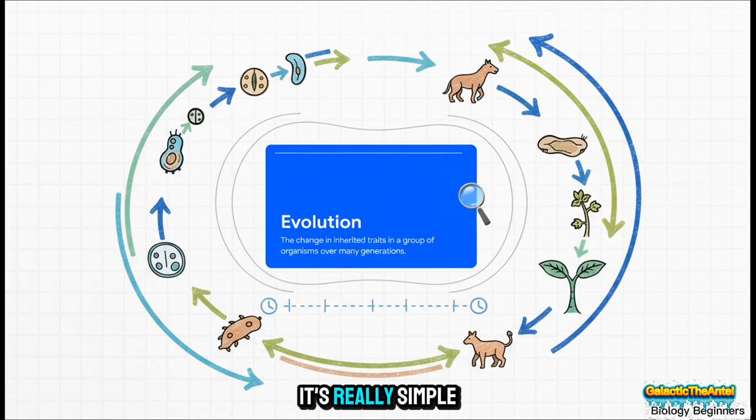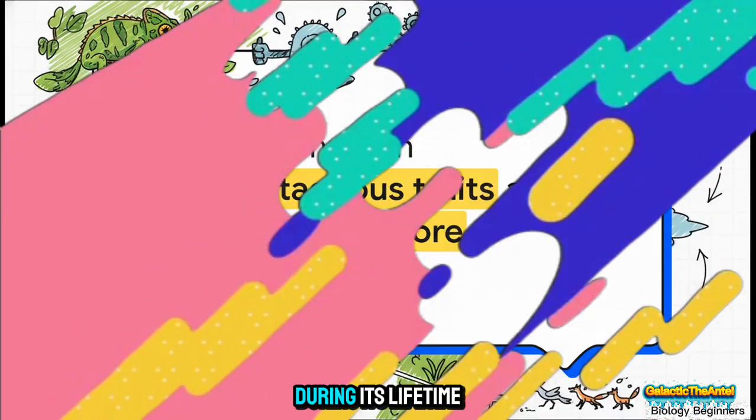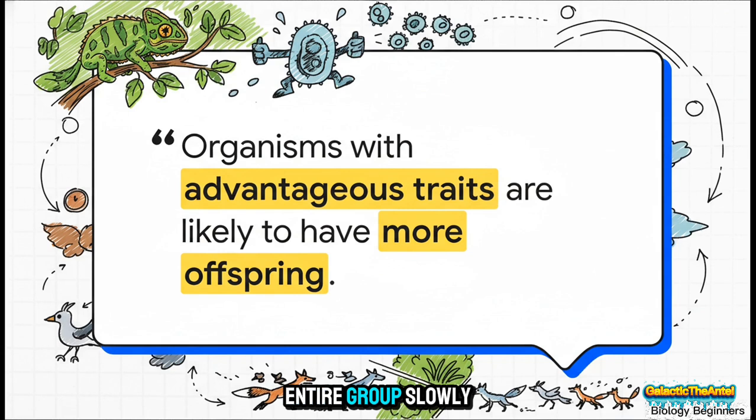At its heart, it's really simple. It's just the process of change in the traits that get passed down in a group of organisms over many, many generations. It's not about one animal changing during its lifetime, but about the entire group slowly shifting over huge spans of time. So how does that change actually happen?